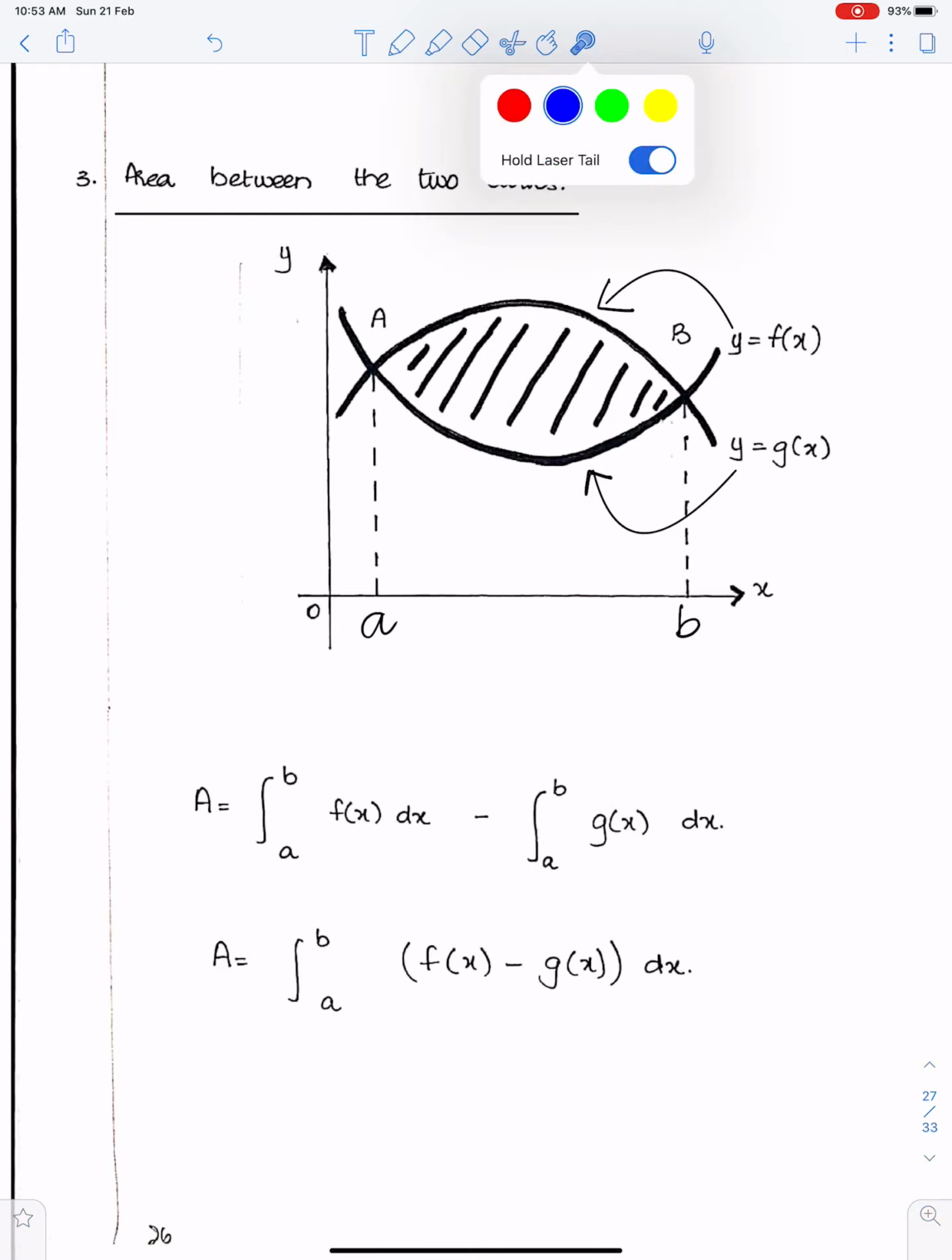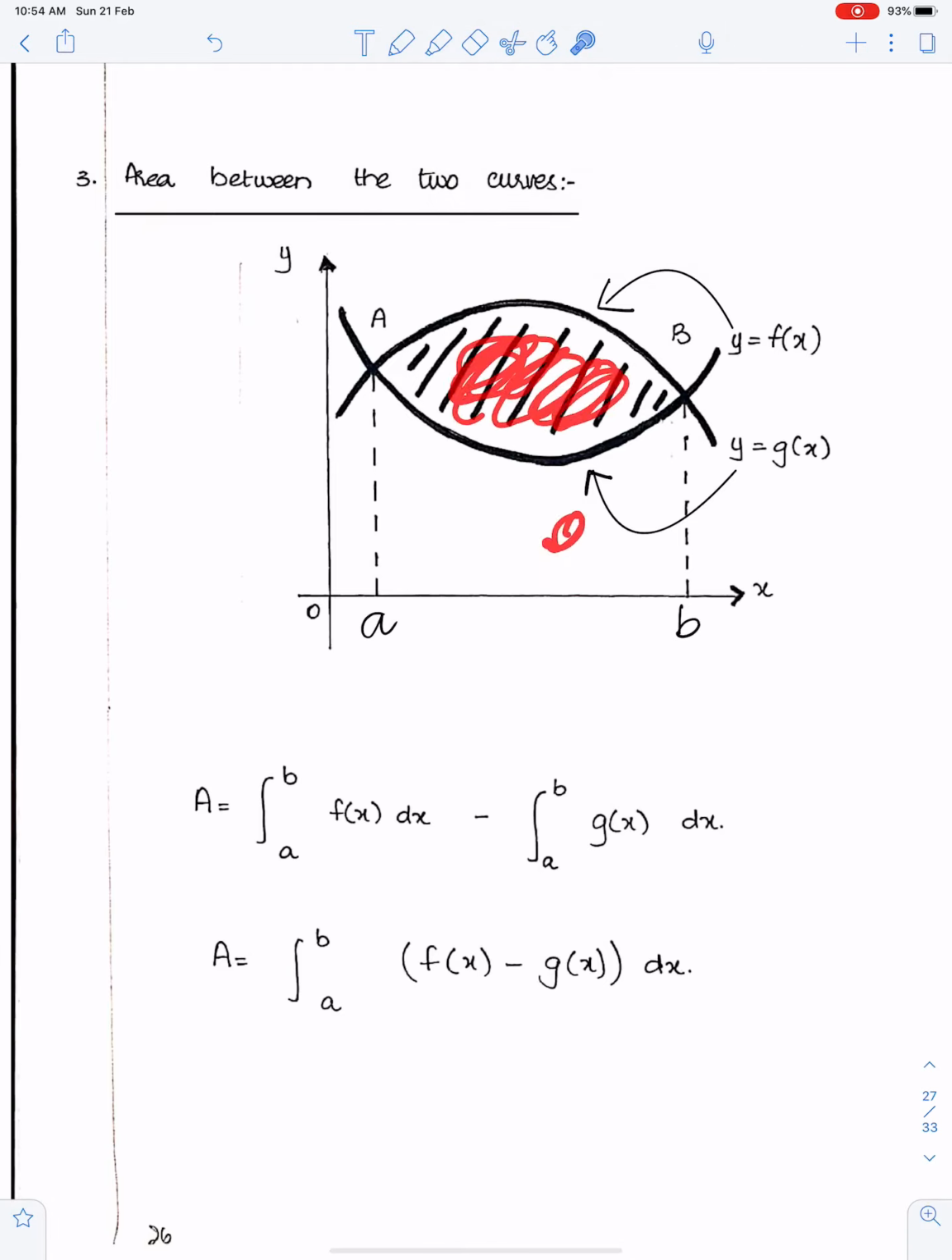Since you need only this area, you need to subtract this area from this area. I mean, you need to subtract the area of the lower curve from the area of the upper curve, because this area is the larger area and this area is the smaller area. So always write upper curve minus lower curve. This is the upper curve and this is the lower curve.